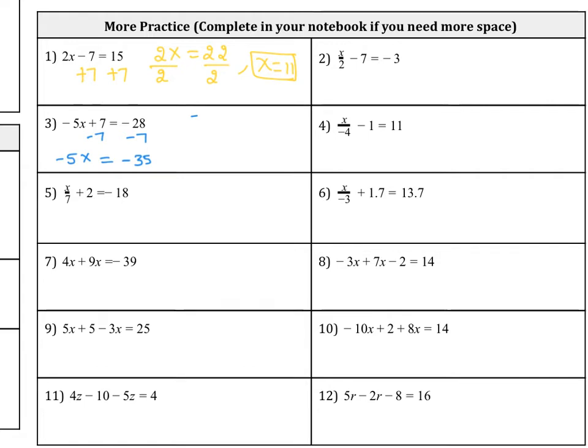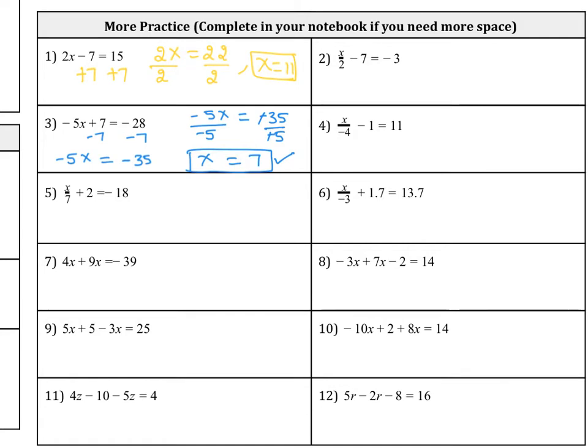Now, to remove negative 5, you're going to do the inverse operation of multiplication, which is division. So you're going to divide the negative 5 on both sides. X will be equals, this negative and this negative will be cancelled. 35 divided by 5 is 7, and that's your answer.